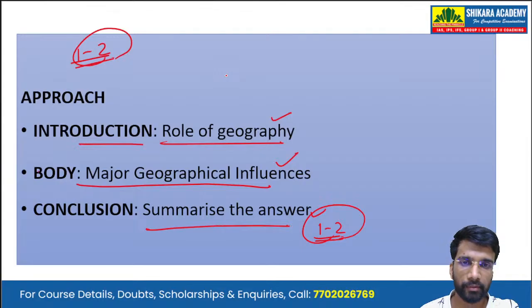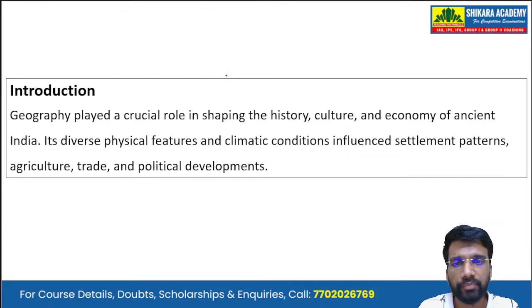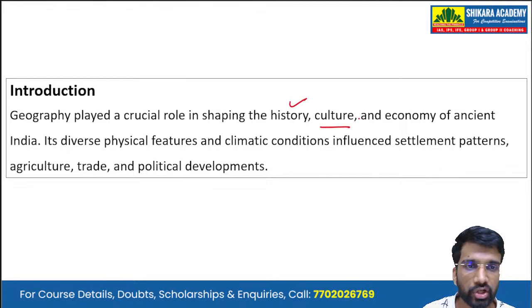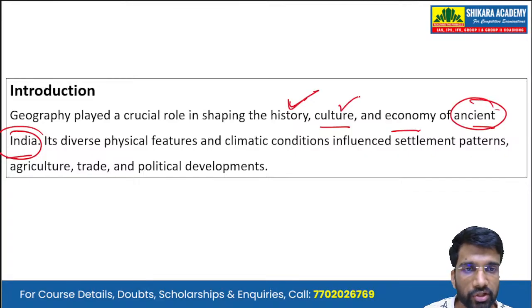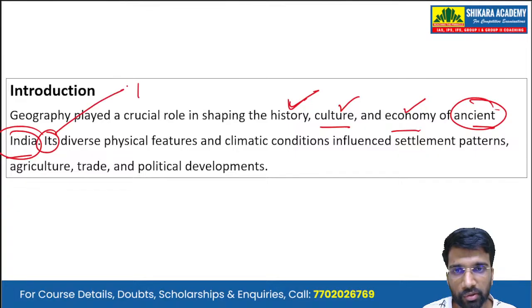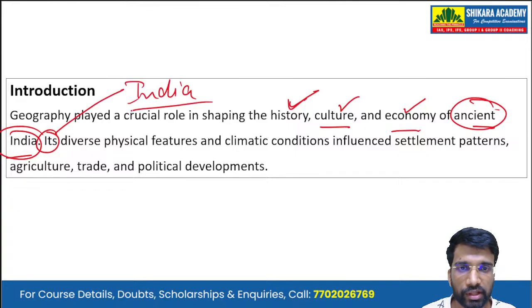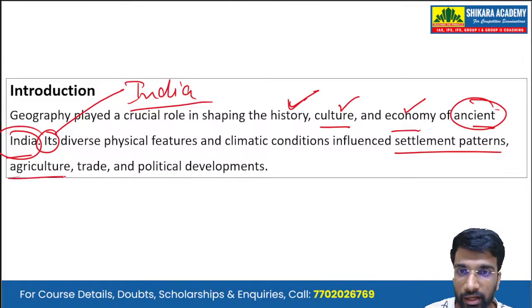Now, starting with the introduction: geography played a crucial role in shaping the history, culture, and economy of ancient India. So all the three determinants, that is the history, the culture, as well as the economy, the geography played a role in shaping all these three. India's diverse physical features and climate conditions influenced settlement patterns, agriculture, trade, and political developments.